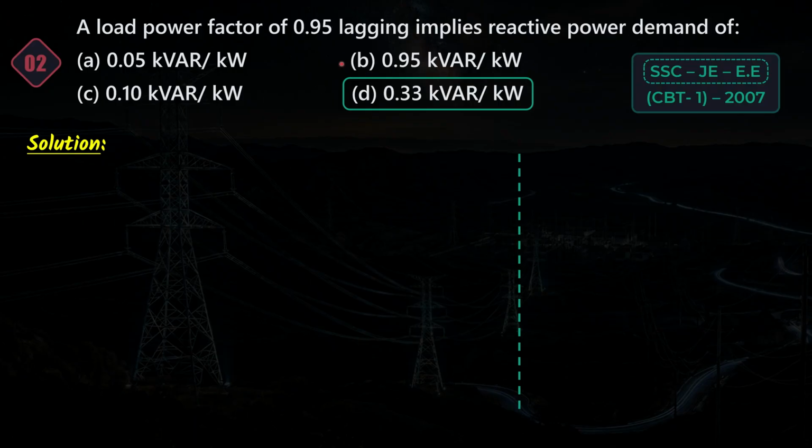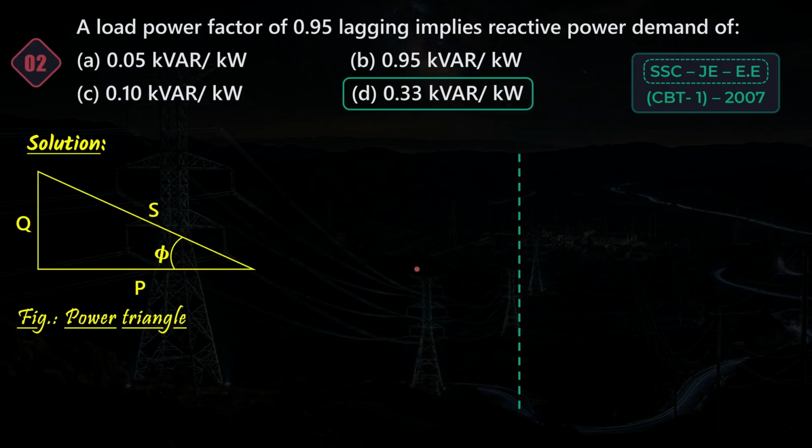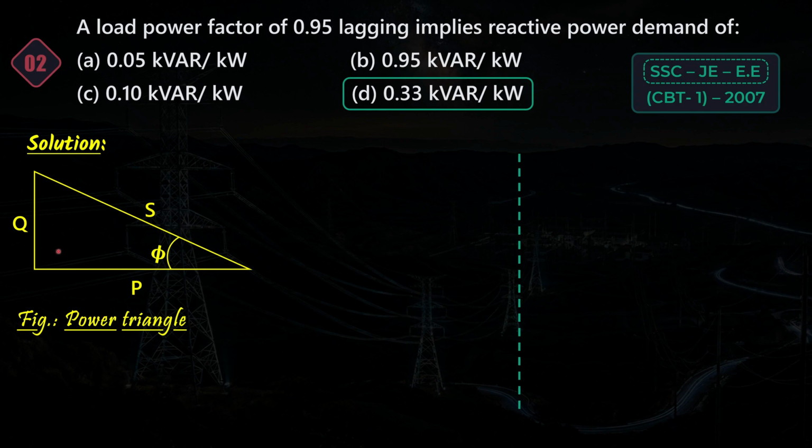The question mentions the load is lagging. It means it is an inductive load which consumes reactive power. Now let us break down the relationship using the power triangle. You can see the power triangle on the screen where P represents active power measured in kilowatts, Q represents reactive power measured in kilovolt ampere reactive, and S represents complex power measured in kilovolt ampere. Now, complex power can be represented in terms of active and reactive power like this: P plus jQ.